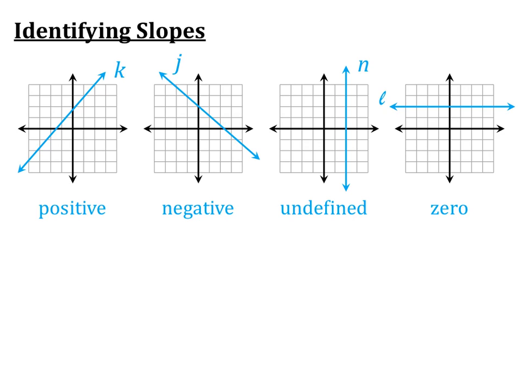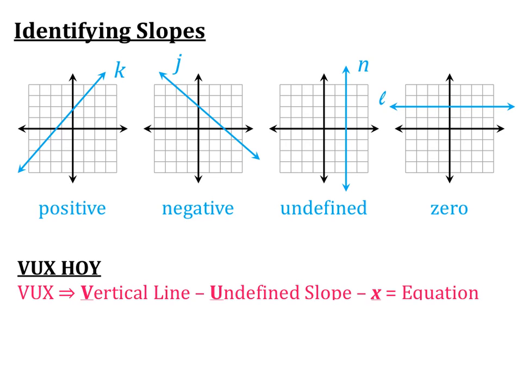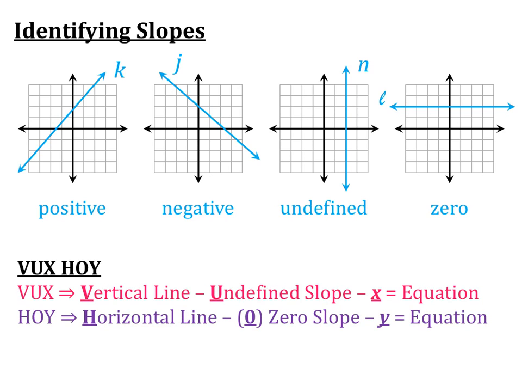All right, and then we have a special acronym that can help us remember the special lines that go vertical and horizontal. So for the vertical slopes, think of VUX. So vertical line is an undefined slope, and it always is an x equals equation. So VUX. And then for the horizontal, it's always going to be a 0 slope and a y equals equation, so HOY. So VUX, HOY, to help you with the special vertical and horizontal lines.